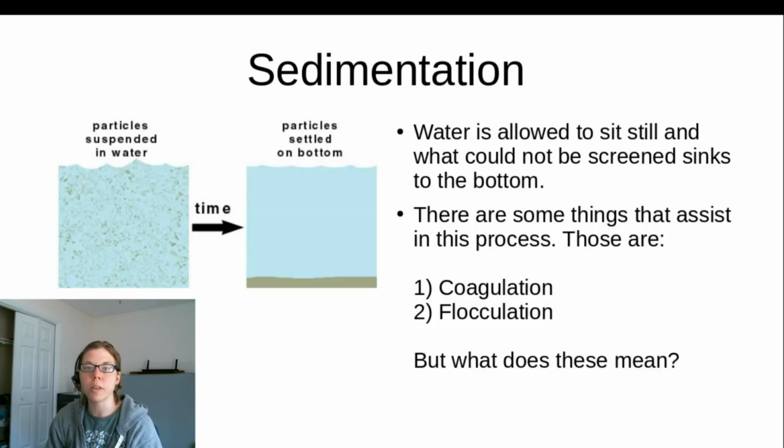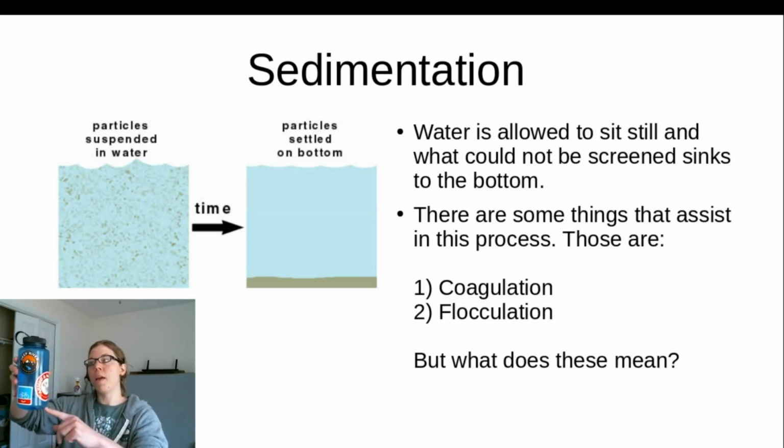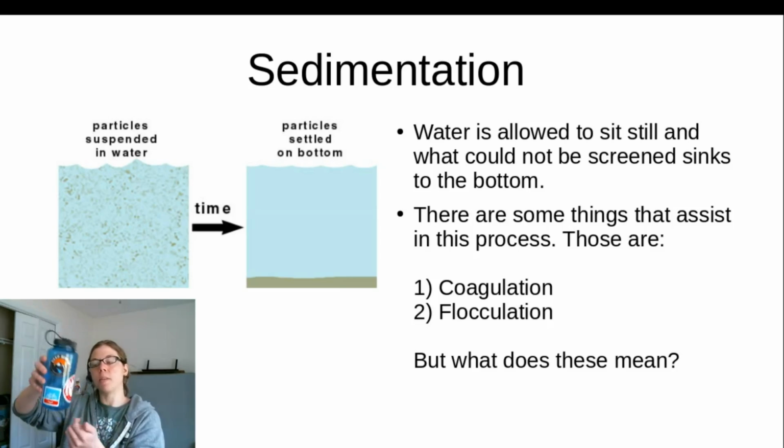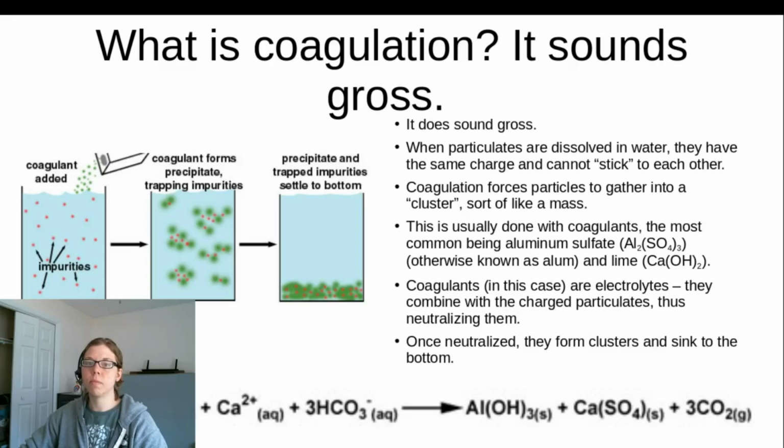The next step in the process is called sedimentation. The water is allowed to sit still, and the sediment will fall to the bottom, and then you can filter out the top, and the sediment will remain in the bottom, leaving you with cleaner water. There are a couple different ways that we can make this a more efficient process, and those ways are called coagulation and flocculation. We're only going to go over coagulation in this presentation, however.